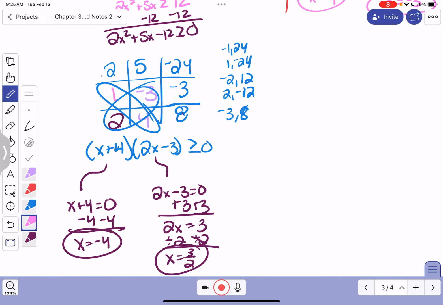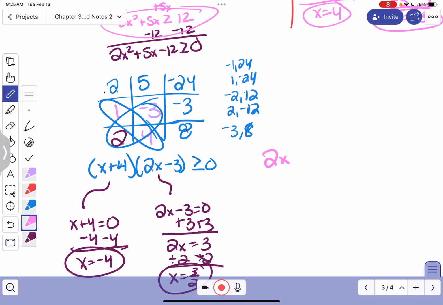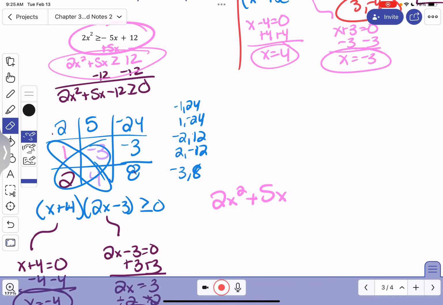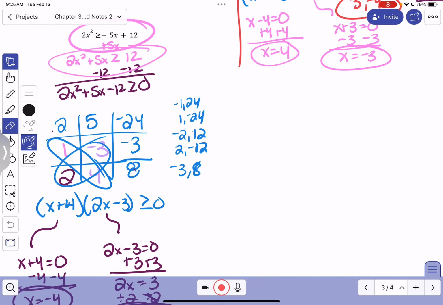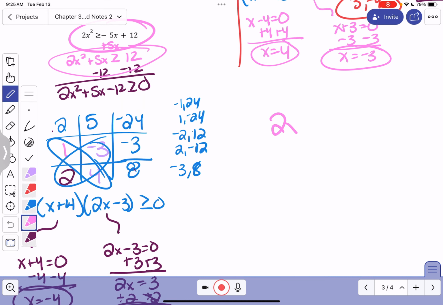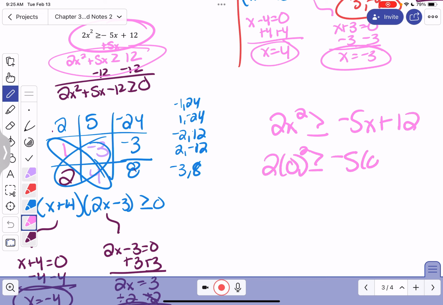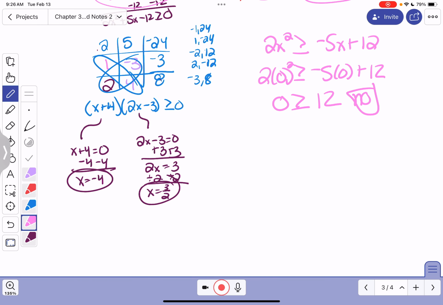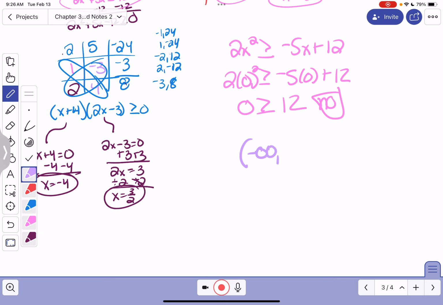I can test 0. So I'm going to take my original equation and plug in 0. So 2x squared greater than or equal to -5x plus 12. If I put 0 in for x, I would end up with 0 is greater than or equal to 12, which is not true. So I write the 2 brackets. I say -infinity to -4 with a bracket because we have the equal sign, and then 3/2 to infinity.